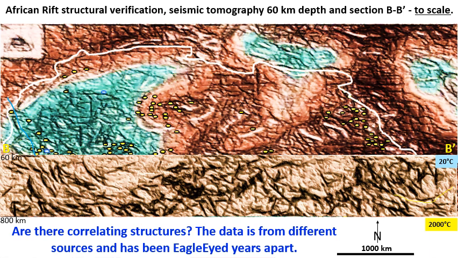The top section of the plan shows seismic tomography to 60 kilometres depth, and Section BB goes across from West Africa to Arabia, from 60 kilometres depth to 800 kilometres depth. Are there correlating structures? This data is from different sources and was acquired years apart.